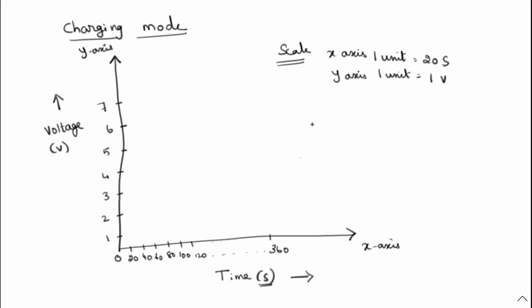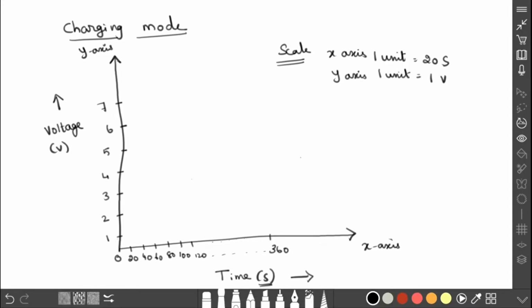Now if you draw the graph according to that, time is 0, voltage is 0. The graph will move like this. At 360 it reaches the saturation point. After 360 it becomes saturated, right? So if you plot 20, 40, 60, like that, we will get a graph like this. Around 360 it becomes the maximum saturation value.